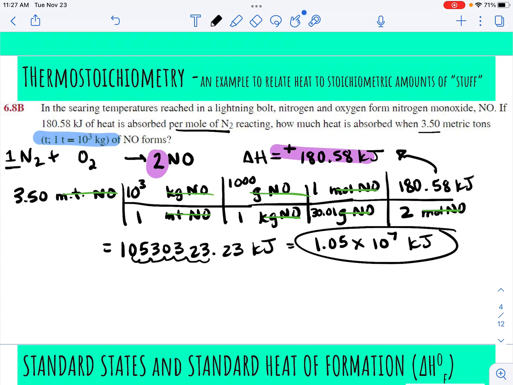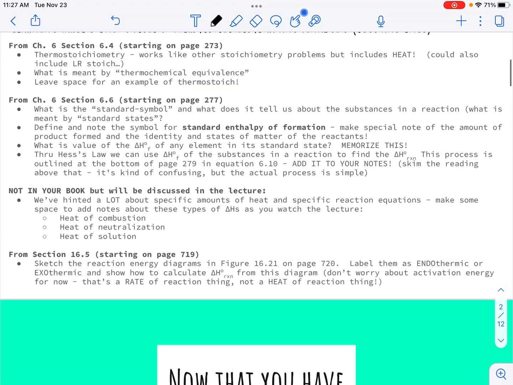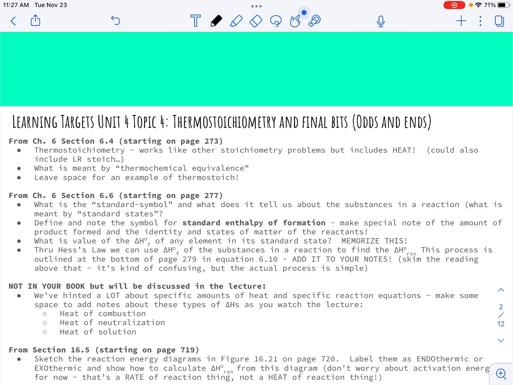That's that example. Okay, so now we're going to shift gears a little bit. That gets you through this part about thermochemical equivalence and an example in thermochem. So we've done that part. Let's look at standard and what that tells us, and standard enthalpy of formation, etc.